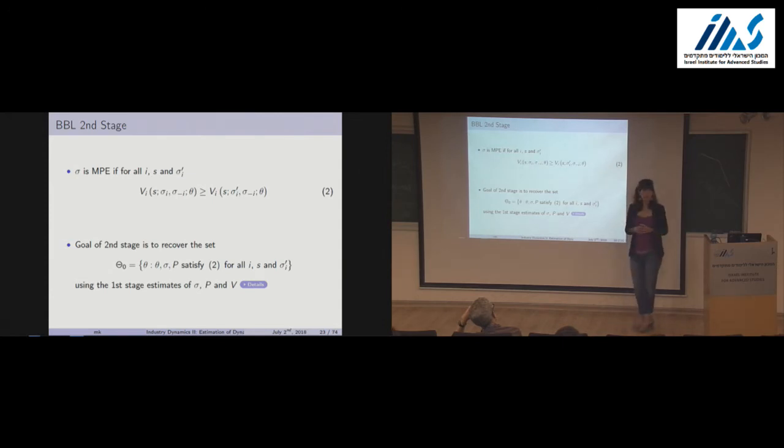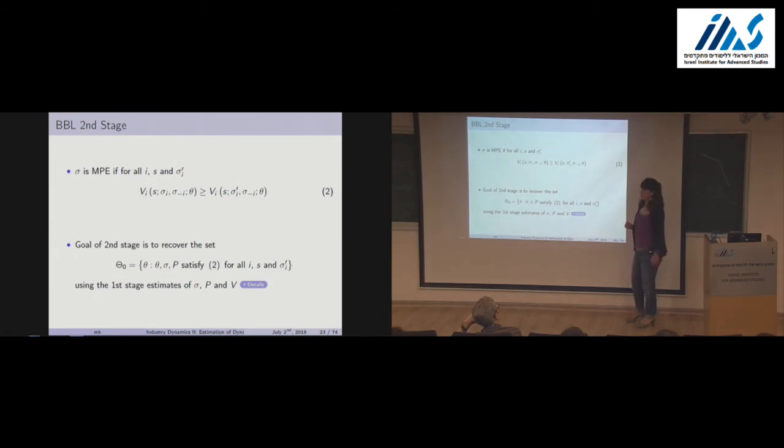Stage 2, think of it as a standard I/O estimation methodology of taking equilibrium conditions and matching those to the data. So in the second stage, we are basically going to say, what's a Markov perfect equilibrium? It has to be that the value under the observed policy sigma is higher against sigma minus i than following any other strategy sigma i prime. So what we're going to do is compute the value under all strategies sigma prime and ask that these inequalities hold. We're essentially going to look for the parameters theta such that the parameters theta, strategy sigma, and transitions satisfy these inequalities for every firm, every state, and every possible deviation.